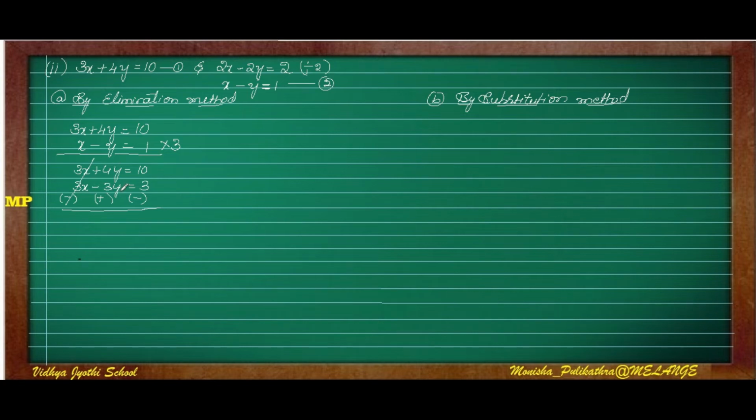So plus into plus is plus. So 4y plus 3y will become 7y, is equal to 10 minus 3, which is 7. So 7 1s are 7, y is equal to 1. The value of y is 1.